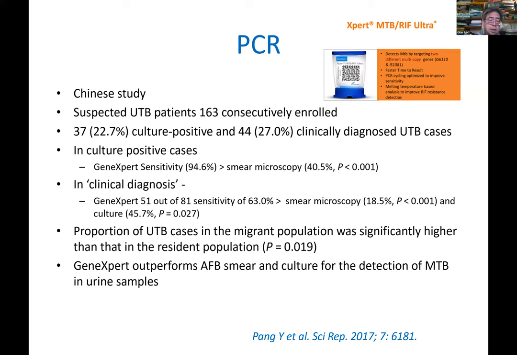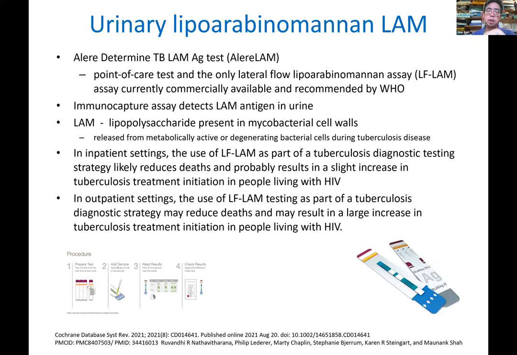So I think this is at least useful data to know that if you use GeneXpert or any other PCR cartridge, I'm not advocating you only use Xpert if you've got other modalities, but certainly the concept of using polymerase chain reaction is at least compelling. So I just wanted to mention urinary LAM here.